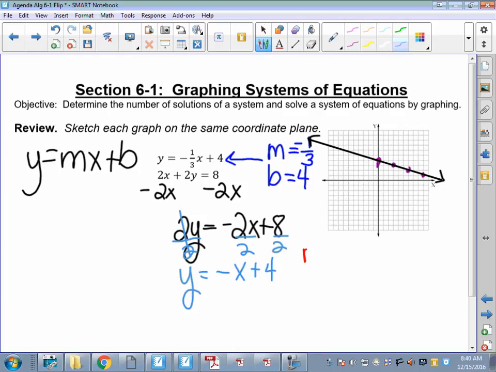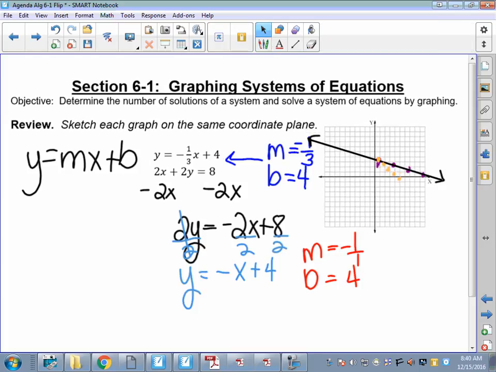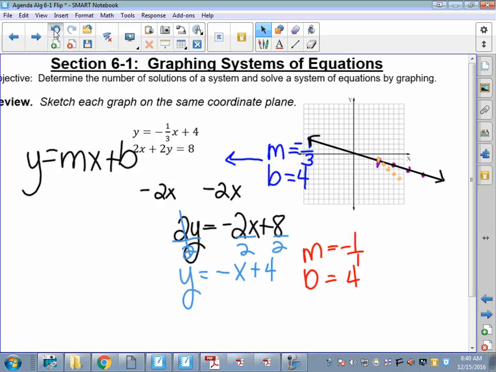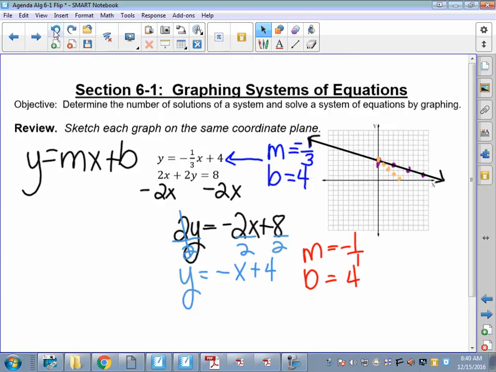So now if I look at my m and my b for graphing, I know that my m is negative 1, or negative 1 over 1. I know that my b is 4. So I'm going to do the same thing. I'm going to put a point at 4. I'm going to use down 1 over 1 for my slope. I'm going to connect those guys with a nice neat line. Whoops. Whoa. That's not what I was trying to do. Do that again. There we go.